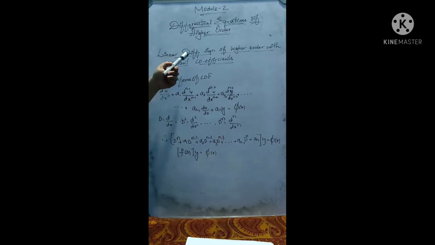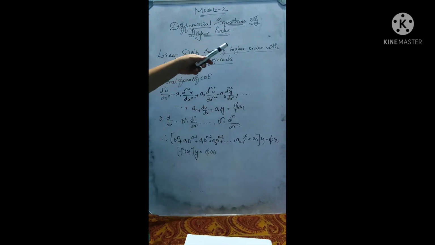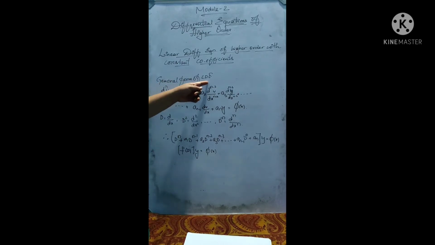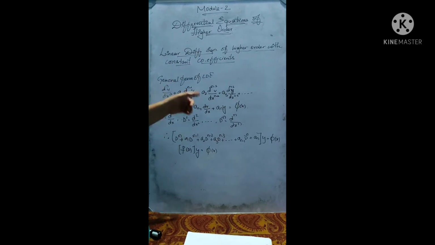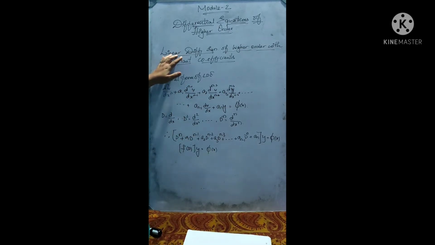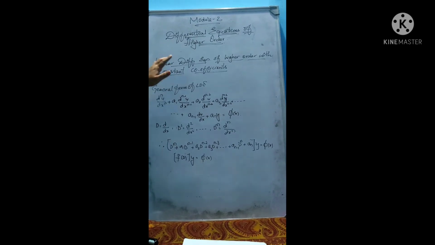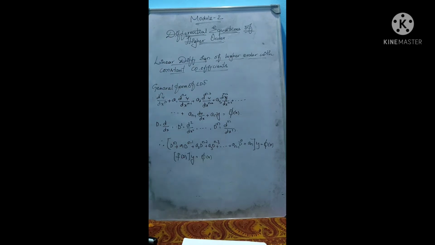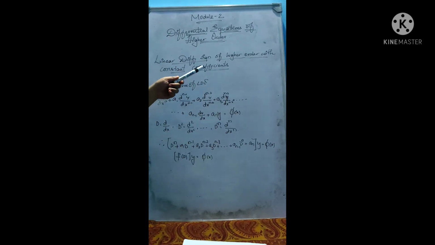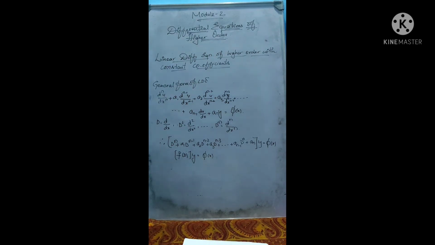So, linear differential equation of higher order with constant coefficients. This is what we are going to consider here. We will consider the general form of a linear differential equation. Linear differential equation, remember this word. We had linear even in the first semester as well. Linear means first degree. We are not talking about higher degree. Specifically, we confine ourselves to first degree, but the order of the derivative is more. That's it. Okay.